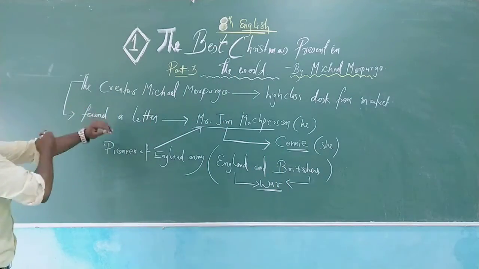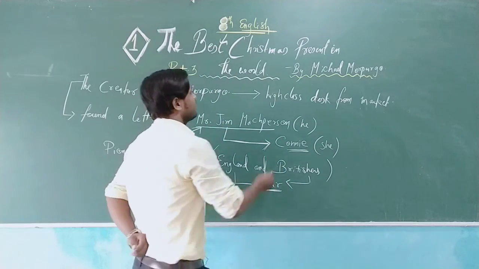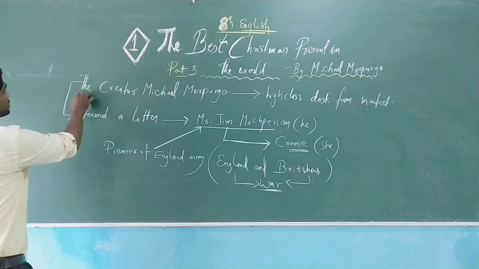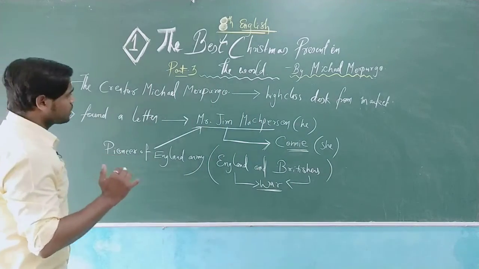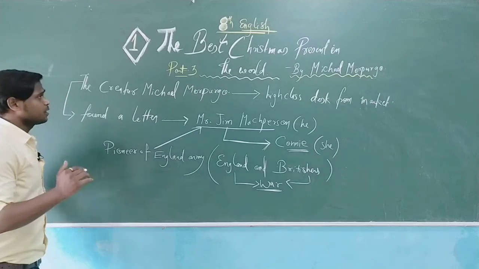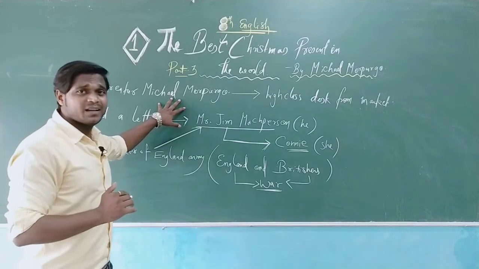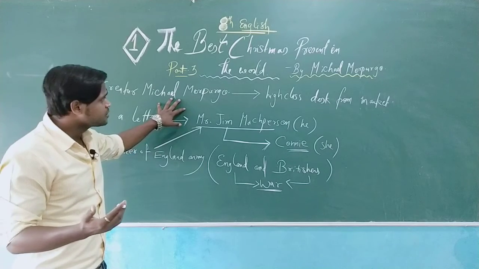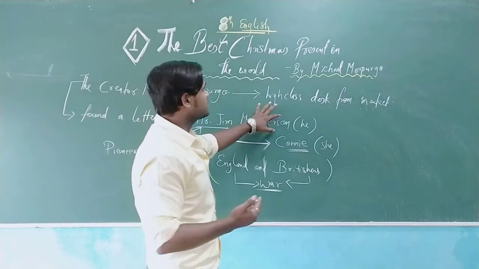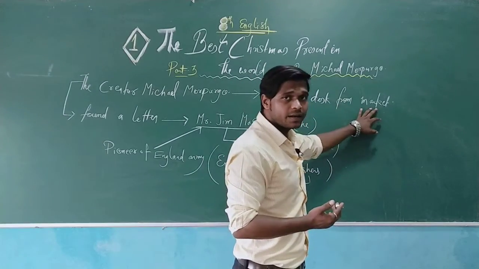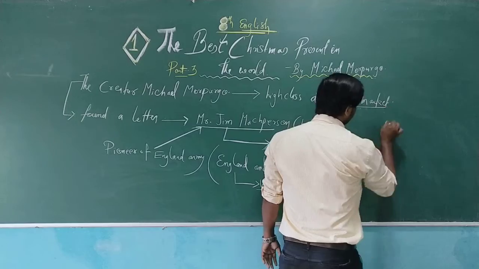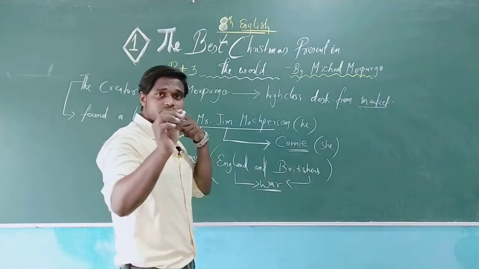So we'll start from the creator, okay? The story is given by Michel Marc-Parago. Mr. Marc-Parago is the main character and the creator of the story, and he himself is playing a role inside the story too. We can say that he is buying a high class desk from the market, or you can say from the junk shop. He's buying all those things from the junk shop.